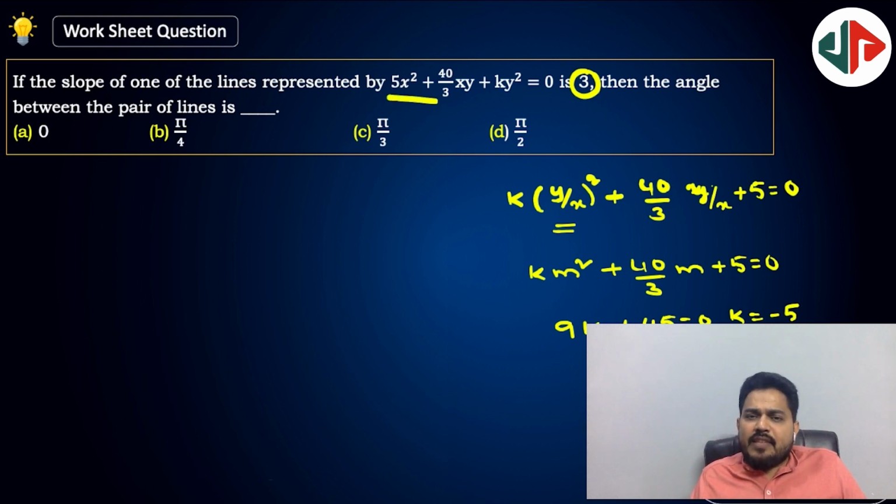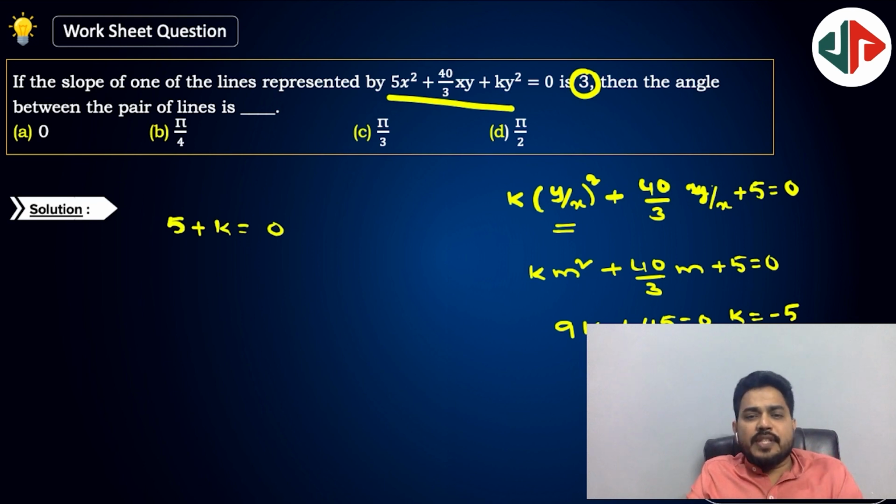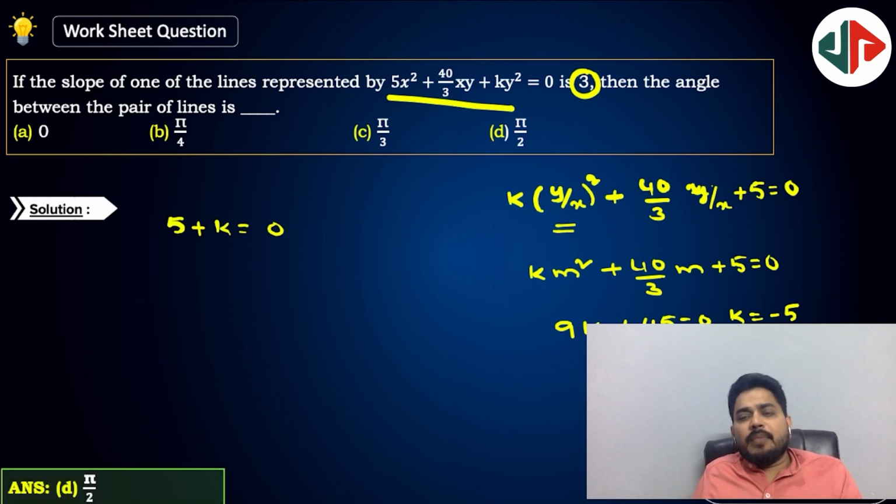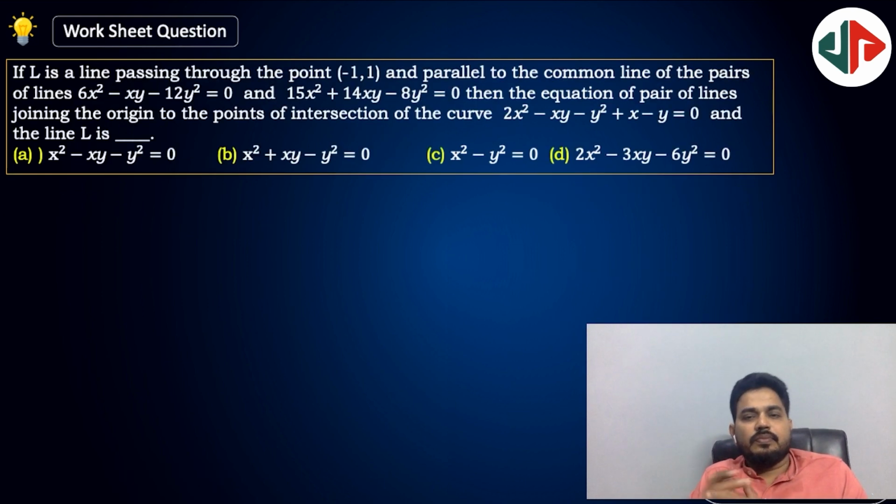So if k is equal to minus 5, what is happening? 5 plus k is equal to 0. The x square coefficient plus the y square coefficient is 0. So the angle between them has to be 90 degrees. So the answer is D, pi by 2.